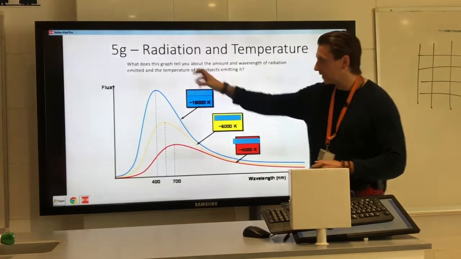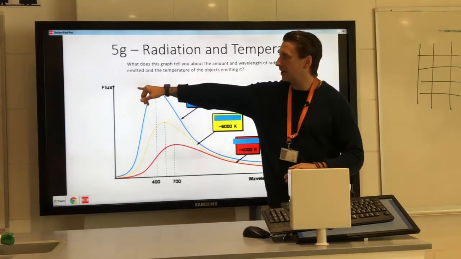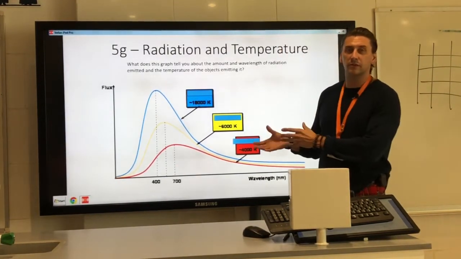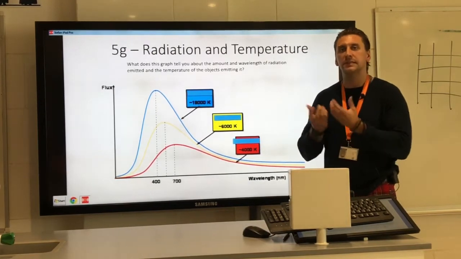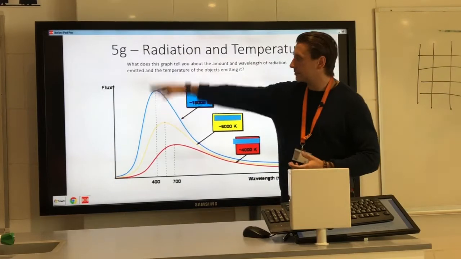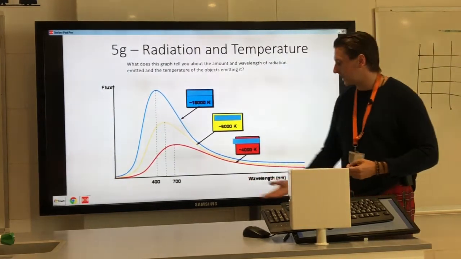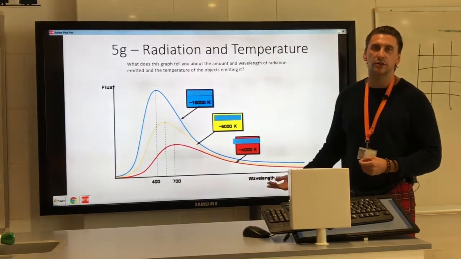So this curve essentially shows us, first of all, the y-axis, which says flux, which is just another word for intensity. So in this context, the amount of radiation that is emitted by an object. So the amount of radiation on the y-axis, and then the wavelength of radiation on the x-axis.